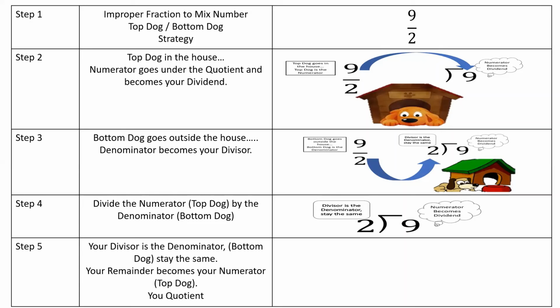Now your divisor is your denominator. That stays the same. Once you finish doing your division, your remainder becomes your numerator. And your quotient becomes your whole number in the mixed number.